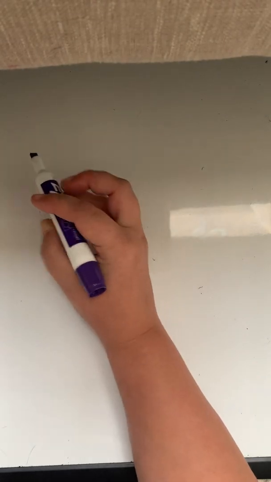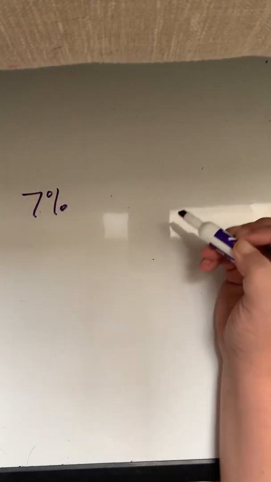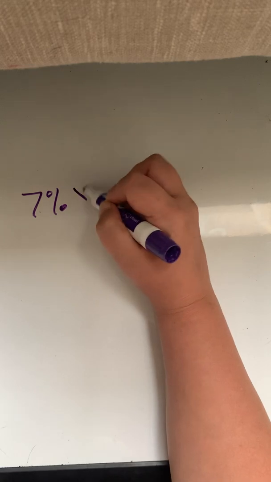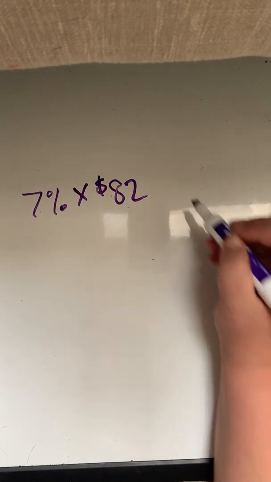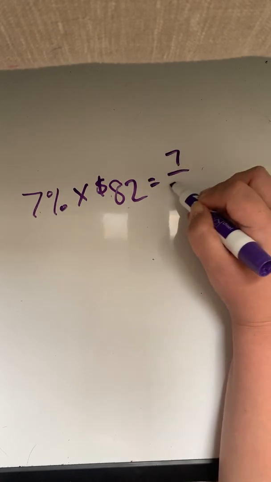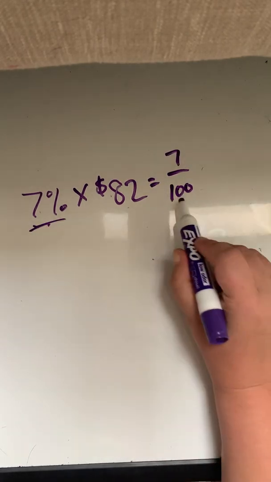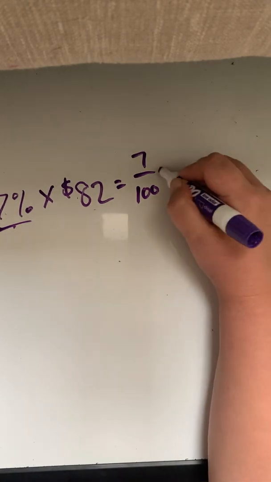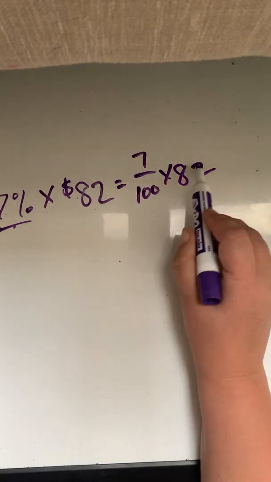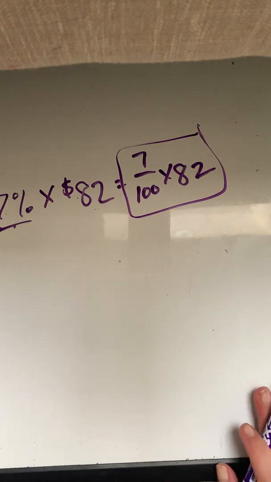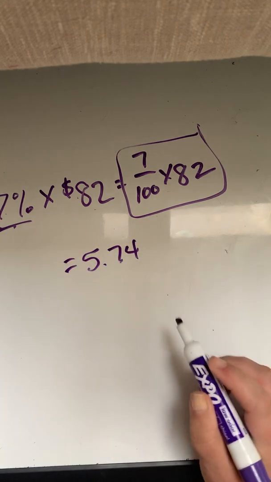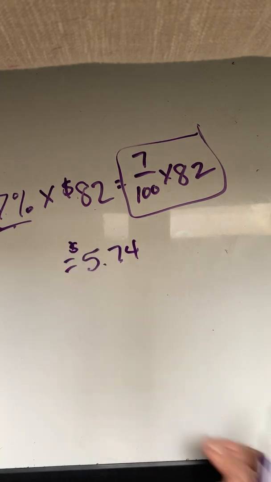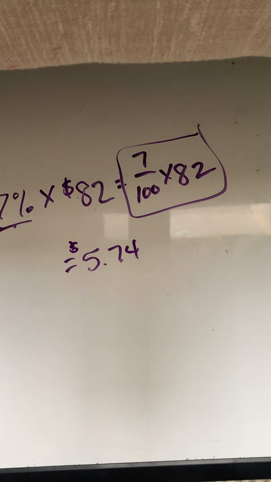All right, let's take a look at method 2. So method 2, we're going to take our 7% sales tax and we're going to multiply it by our $82 because that's how much we spent. So then an easy way to look at it would be like this, to put your 7% over your 100% and then again, multiply it by your 82 here. Okay, so solve that on your board. Perfect. And again, we would have gotten $5.74.